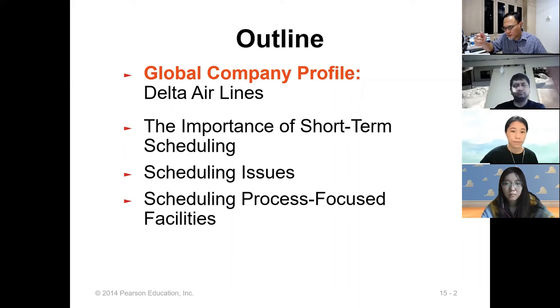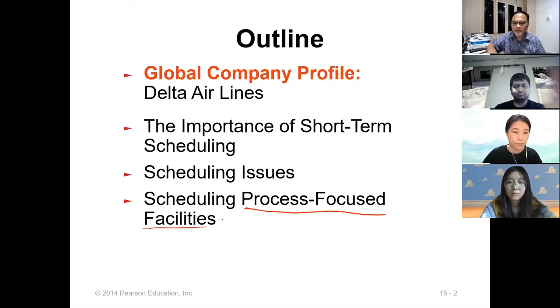In terms of scheduling, we want faster, because in production you have to think about how to deliver the goods to the customers as promised. If you promise 10 days, you have to deliver. If you promise 5 days, you have to deliver. And for this short-term scheduling, we are going to focus on process-focused facilities. I'll explain later, but I think you know already, process-focused or job-shop. In a job-shop, there are many different kinds of orders, and there are limited resources. So we'll look into scheduling issues in process-focused facilities.